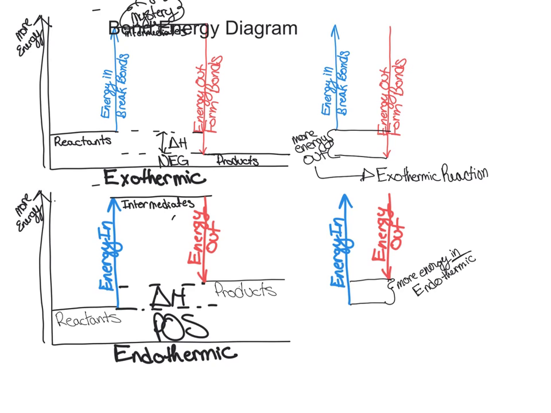All right, so here we have it. Exothermic reactions end up requiring less energy than what you put into them. So the amount of energy you put in, you get more than that back out, and that extra energy comes out. And so an exothermic reaction ends up feeling hot because the energy is going to the surroundings.